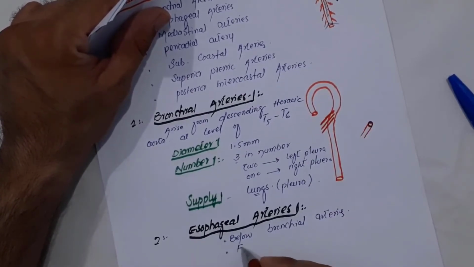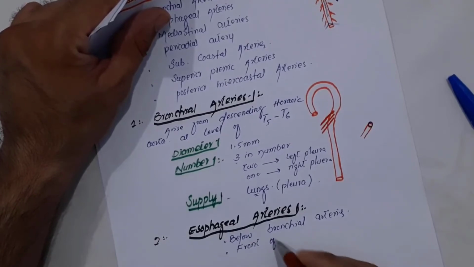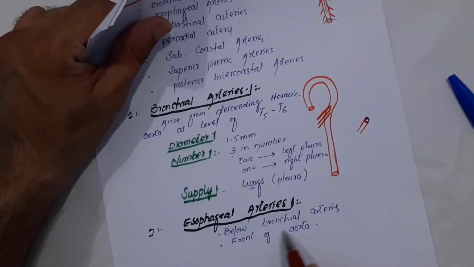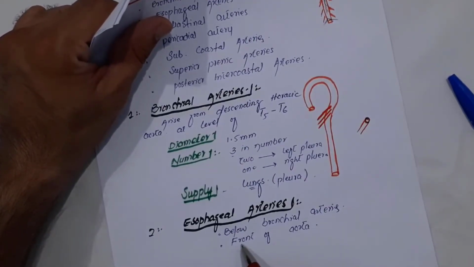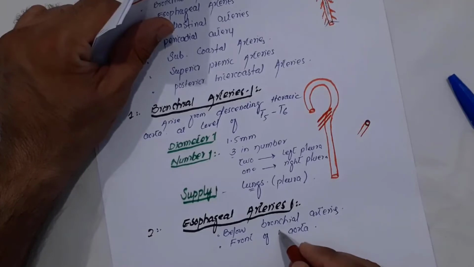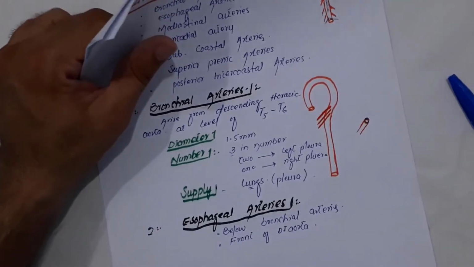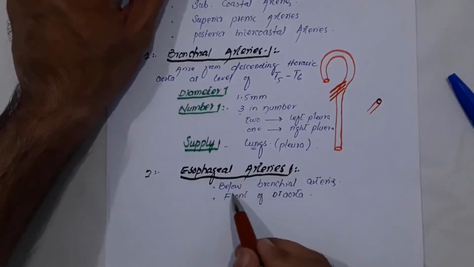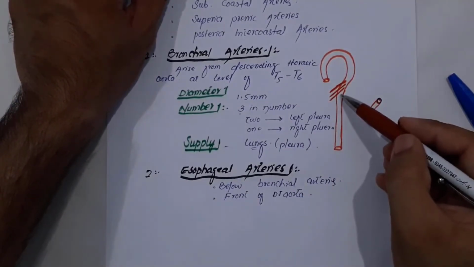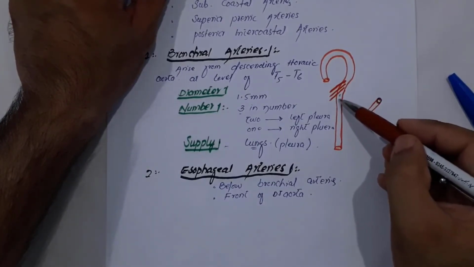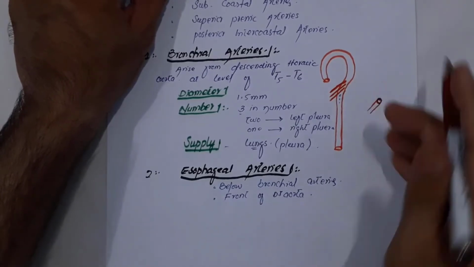from the front of aorta. They arise below the bronchial arteries. The correct word would be that they arise below the bronchial arteries from the front of descending thoracic aorta, right? This will be the correct answer. What is the origin of esophageal arteries? Esophageal arteries arise from the lower part of these bronchial arteries from the front of this descending thoracic aorta, right?